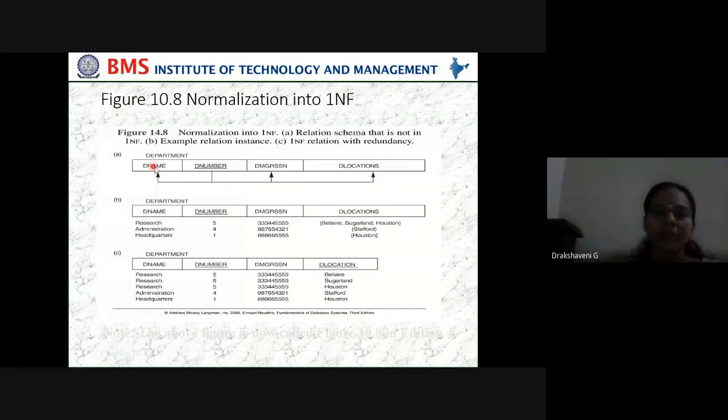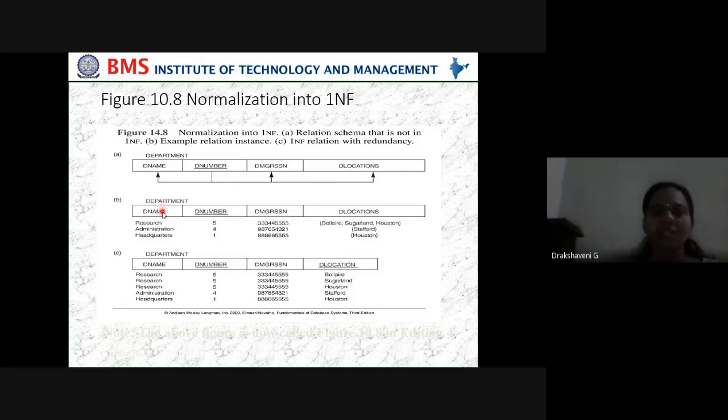An example relation schema: you can see what we have in a department table. In the department table, what are the things? Department name, department number, manager social security number, meaning who is in charge of the department, and which location the department is in. Now, department number is the primary key in this table. So department number determines D name, manager SSN, and D location.